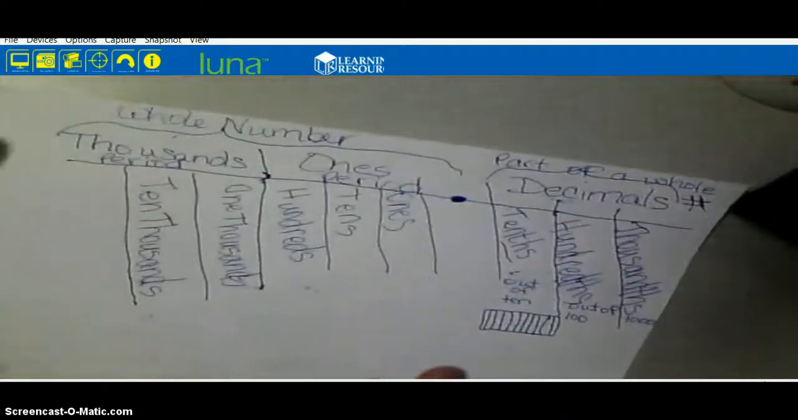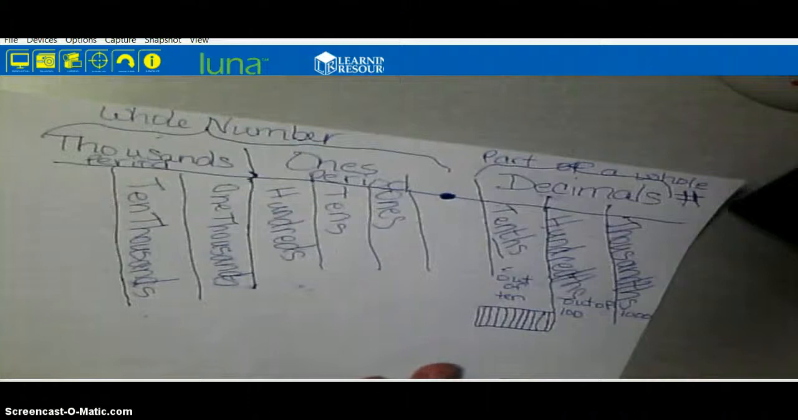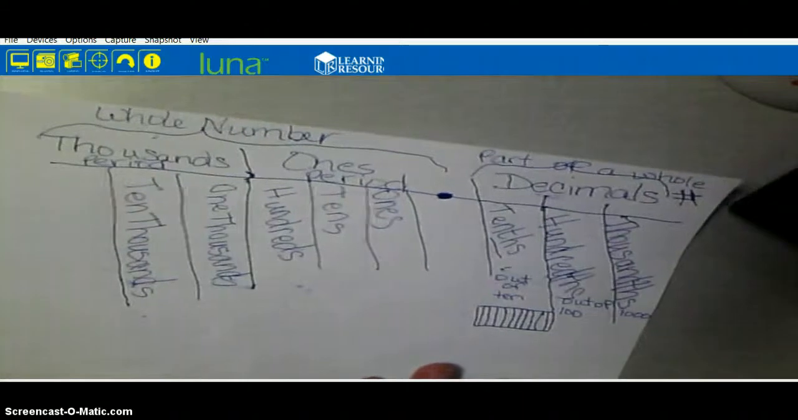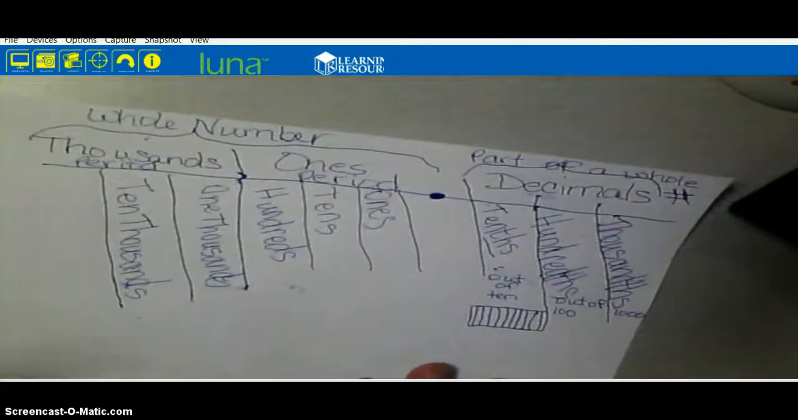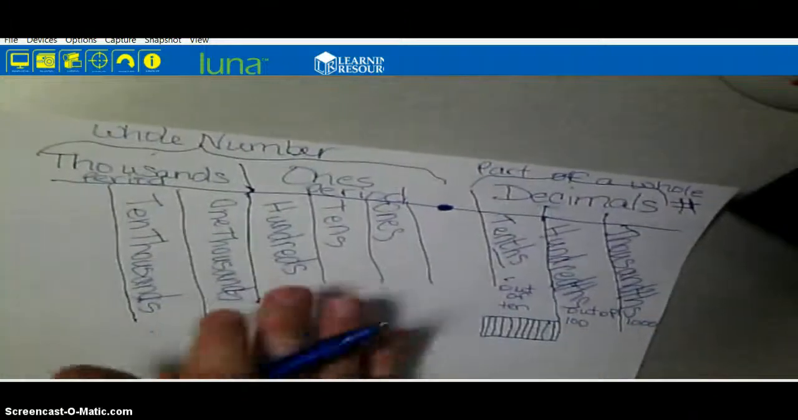Boys and girls, we're going to talk about decimals. Decimals are fractions. That's one word for them. Or you could call that just part of a whole number. So I kind of created a small little place value chart.